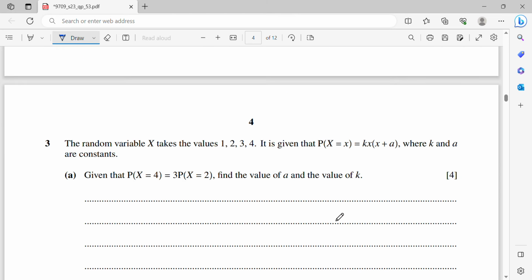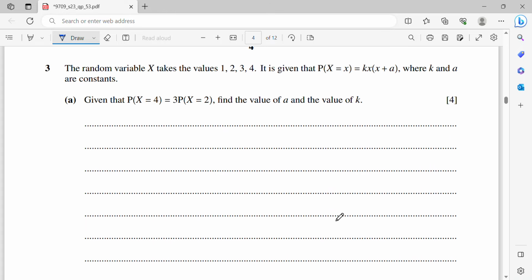Okay, now the next question is number 3. The random variable X takes the values 1 until 4, and the probability P(X = x) equals kx times (x plus a), where k and a are constants. Given that the probability of X equals 4 is 3 times the probability of X equals 2, find a and k.